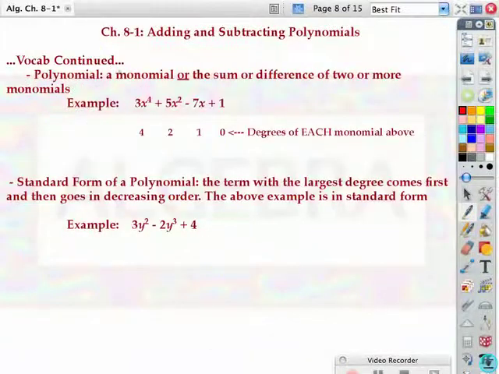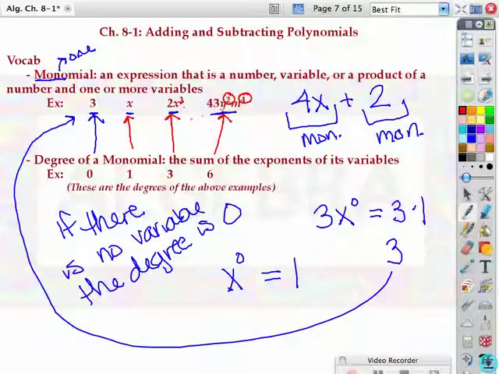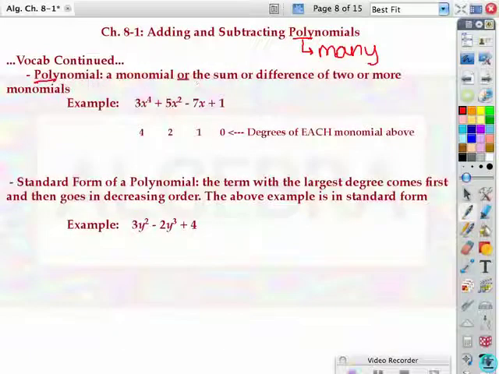Okay, so we talked about a monomial where it's just one term, and now we have polynomials. Poly means many, and I know you have learned that before, but you have a tendency to forget little things like that. So, polynomial. It's a monomial, so any of these terms here by themselves, or the sum or difference of two or more monomials. Okay, so again, if we look at this, each individual term here is a monomial.